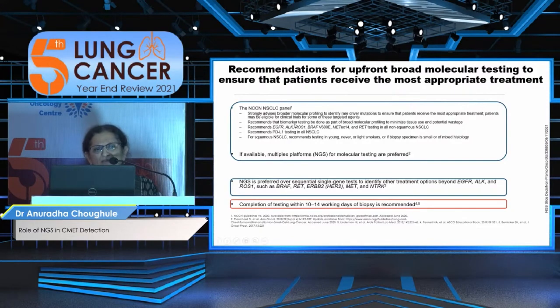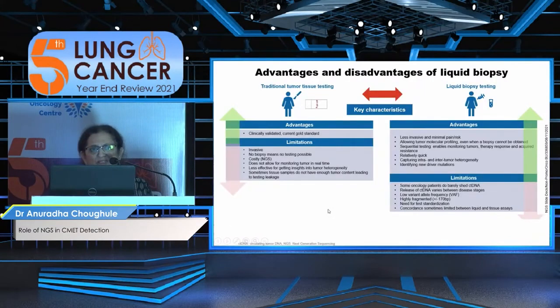This is the panel which is being advised by the NCCN guidelines. Apart from EGFR, ALK, ROS, and BRAF, we need to have MET exon 14 and RET testing. And as per the NCCN guidelines, we need to have the reports within 10 to 14 working days of the biopsy report.